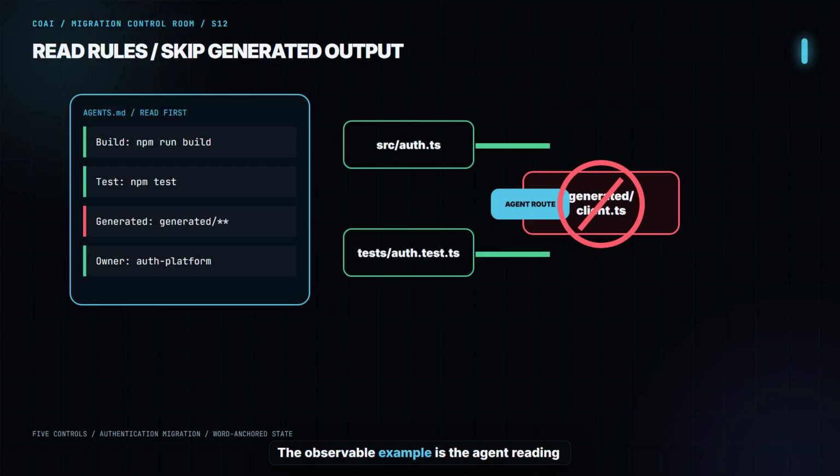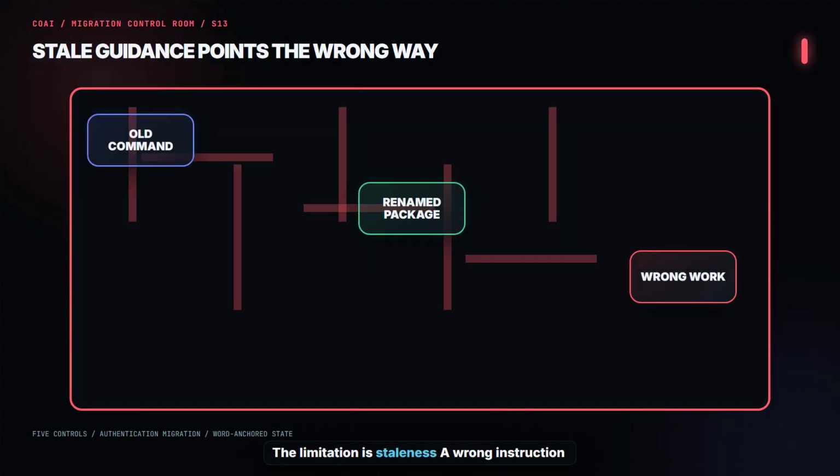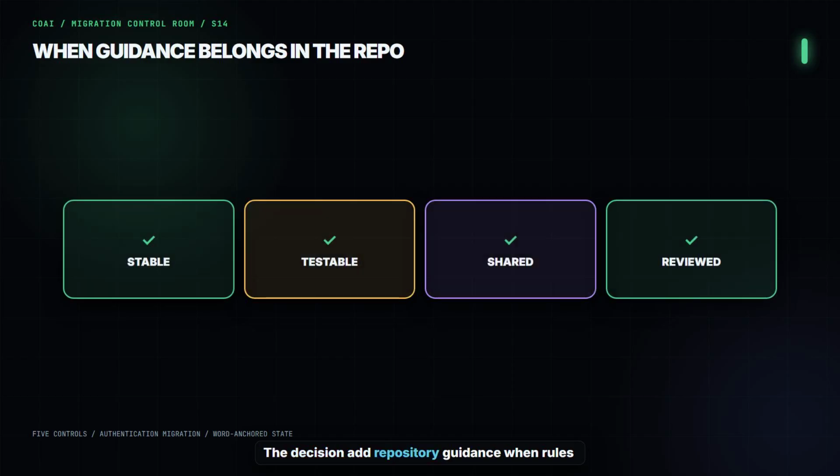The observable example is the agent reading the instruction file, then excluding the generated client from manual edits. The limitation is staleness. A wrong instruction can reliably produce wrong work. The decision: add repository guidance when rules are stable, testable, and important enough that every contributor should follow them.